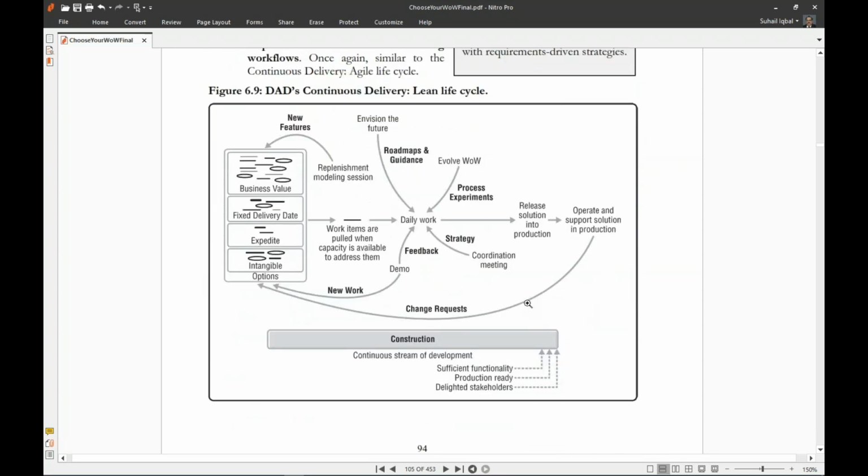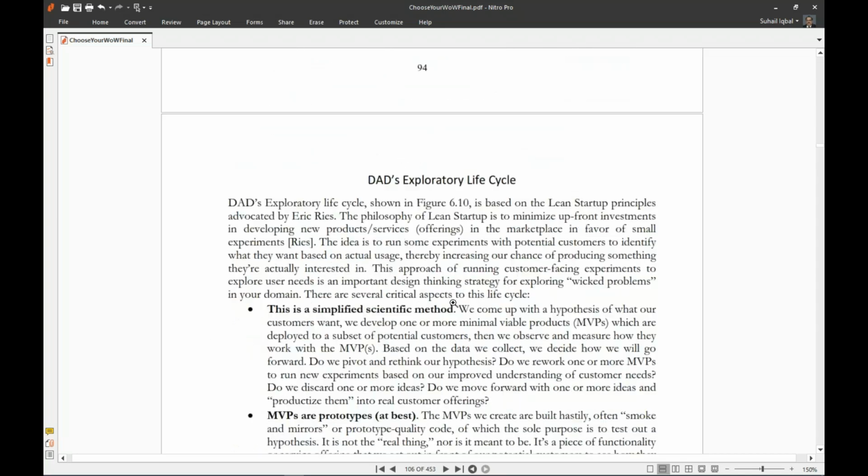So what do we have here? Here, as we discussed earlier, the cycle has been shortened, and we only concern ourselves with the construction part of it. Therefore, several other things, how the requirements are coming, have been eliminated from here. This is a continuous delivery cycle, and here it starts with the requirements, which, as we said earlier, are in 4 categories, in 4 options: business value, fixed delivery date, expedite, and intangibles. And the rest everything is working exactly in the same manner. So this is the continuous delivery lean life cycle.